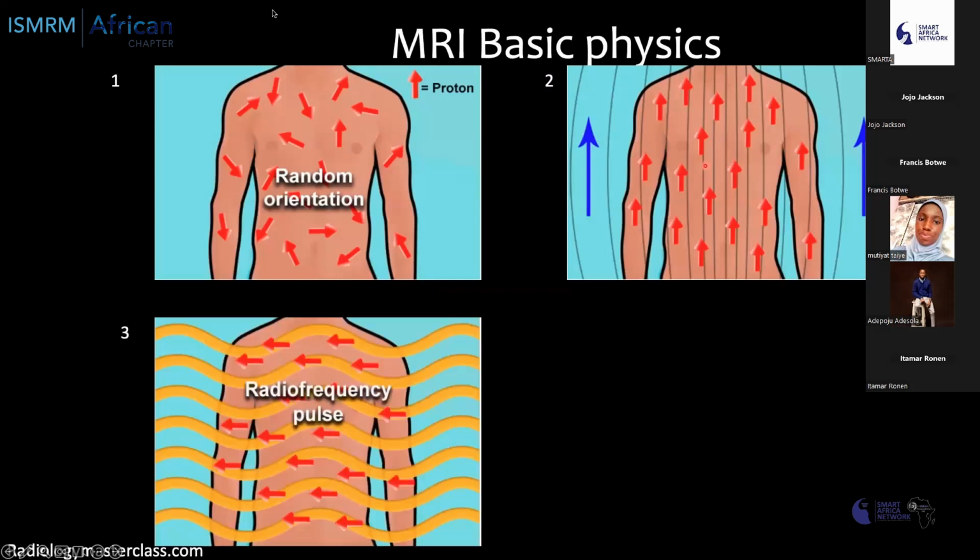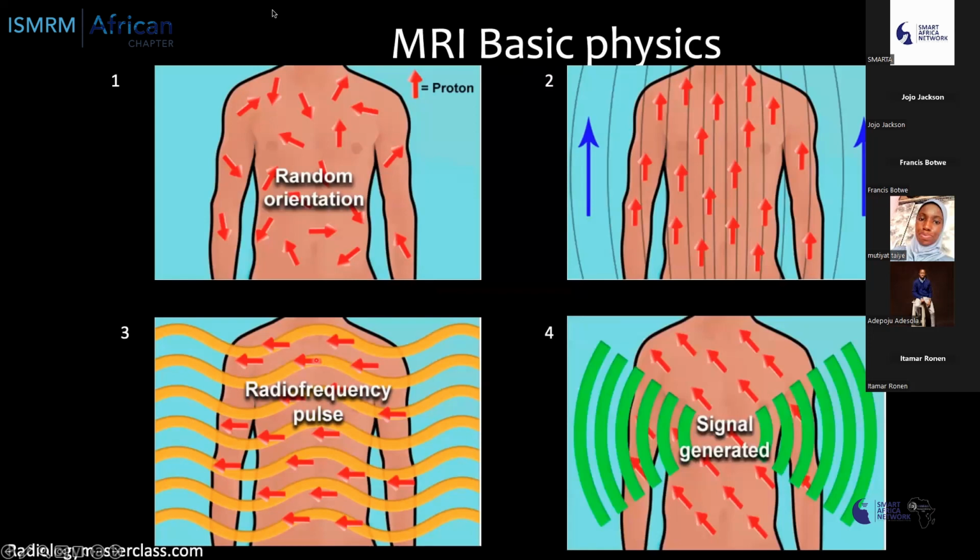A radio frequency pulse is employed, and this causes the various protons to align, or they are excited. So they are aligned at an angle to the magnetic field. And these radio frequency pulses then cause the protons to spin in phase with each other, creating resonance.